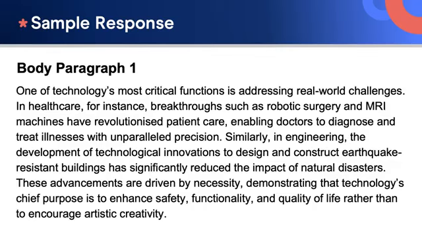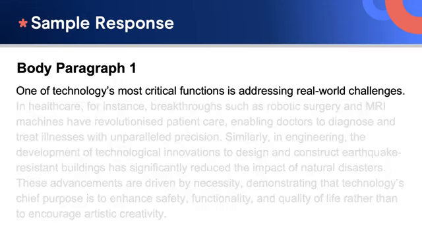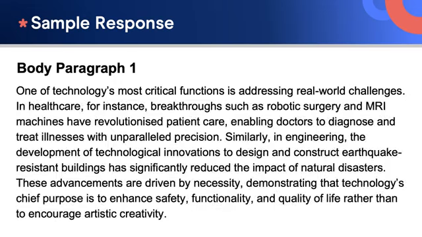It starts with a clear topic sentence. One of technology's most critical functions is addressing real-world challenges. So we know exactly what the first reason for the stance is and what this paragraph will be about. Then the idea is extended to make a well-developed argument. It gives examples of how technology solves problems in healthcare and in engineering. And it explains how these advancements tie in with the main argument against the idea that the most important aim of technology should be to enhance human creativity.